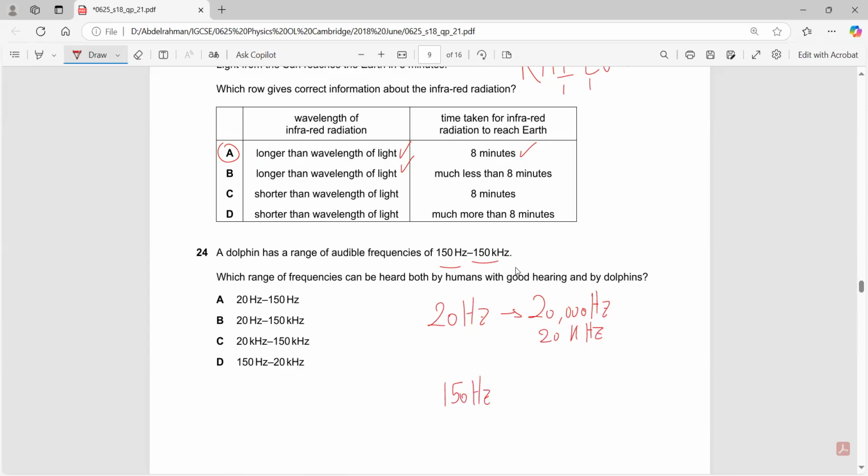Both humans and dolphins can hear these frequencies all the way up to 20 kilohertz. Why? Because humans can hear up to 20 kilohertz and dolphins can hear up to 20 kilohertz. Above that, it would be ultrasound for humans, but not ultrasound for dolphins. So dolphins can hear frequencies above 20 kilohertz. So the answer would be D.